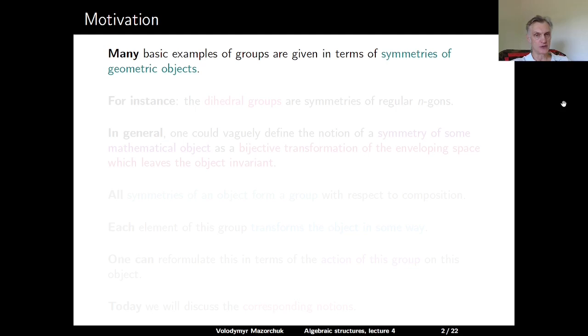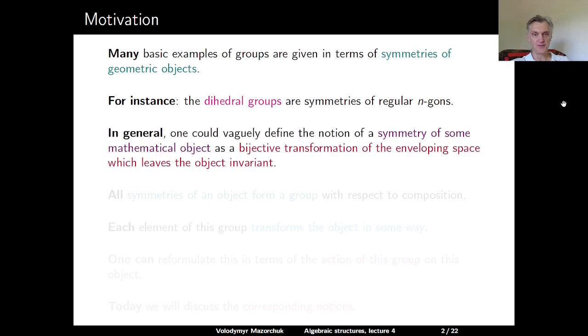Many basic examples of groups are given in terms of symmetries of certain geometric objects. For example, we define the dihedral groups as symmetries of regular n-gons inscribed in a unit circle in the real plane. In general, one can very vaguely define the notion of a symmetry of some mathematical object as a bijective transformation of the enveloping space of that object, which leaves the object invariant.